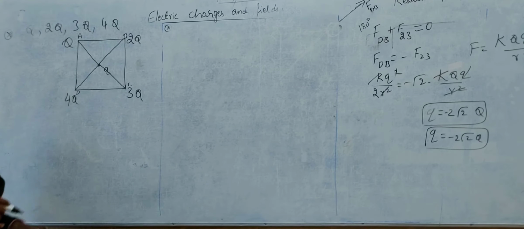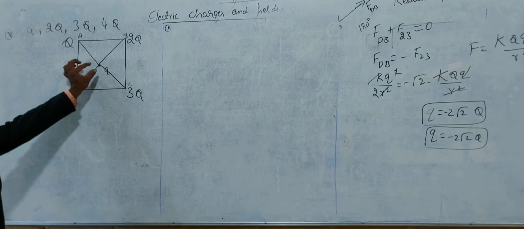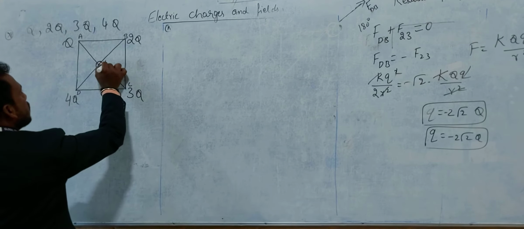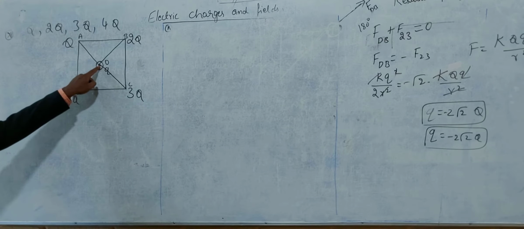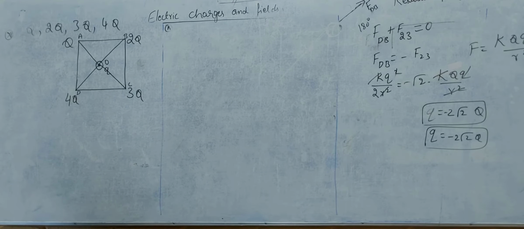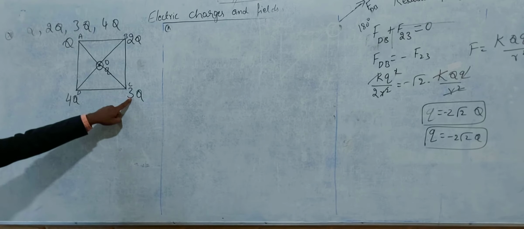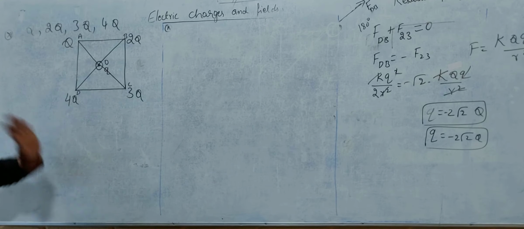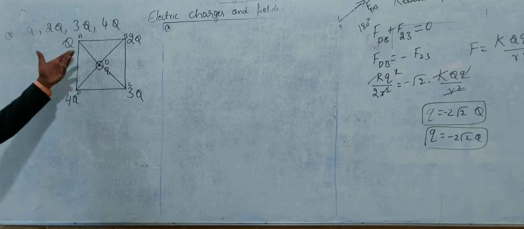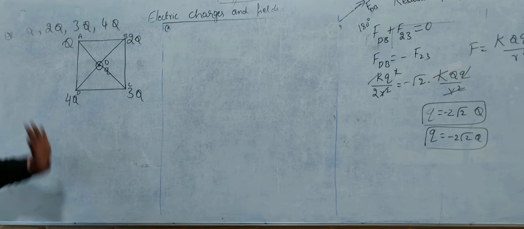Therefore, the corners of the square are A, B, C, D. Capital Q charge is placed at A, 2Q is placed at B, 3Q is placed at C, and 4Q charge is placed at D, and the small q charge is placed at point O, at the center. What is the net force on the charge placed at the center? How to calculate? We know that the electrostatic force between Q and 3Q charge, they are same. Magnitude is different, but the sign is same. Repels each other. Angle is 180 degree.